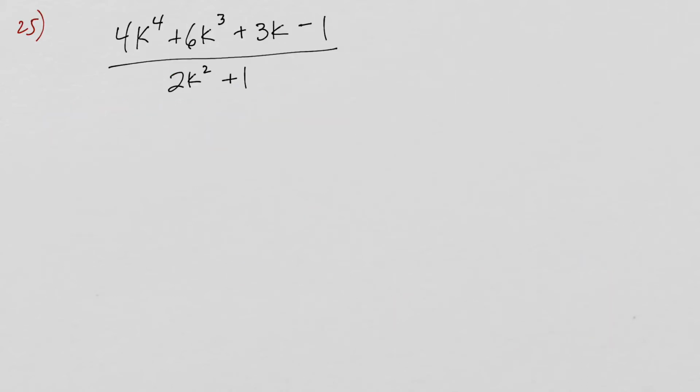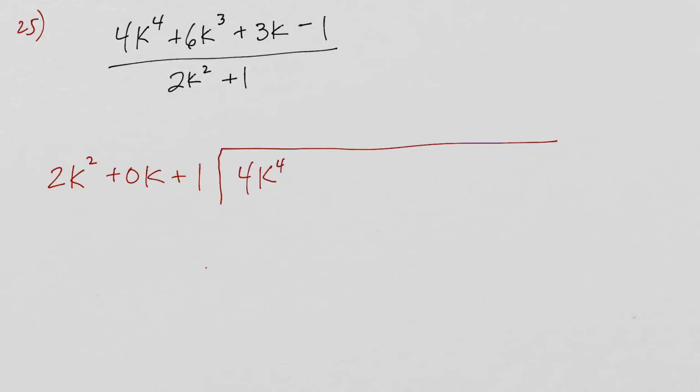Okay, now we're dividing by a trinomial. It looks like a binomial, but there's a missing k. So remember, you have to fill that in with a 0. So we have 2k squared plus 0k plus 1. And we're going to put this into 4k to the 4th plus 6k cubed. Now notice the k squared is missing, so I have to fill that in with a 0. Then I have plus 3k minus 1.